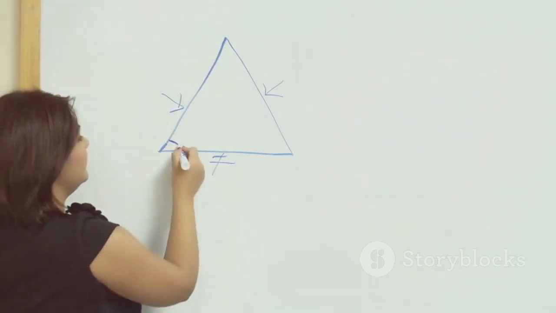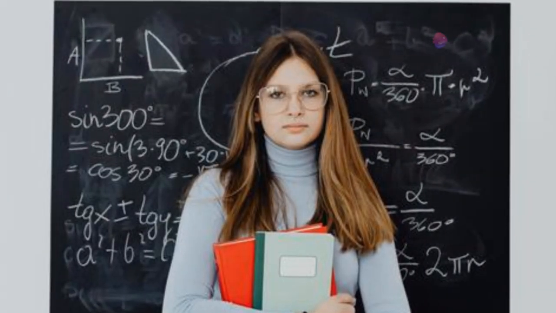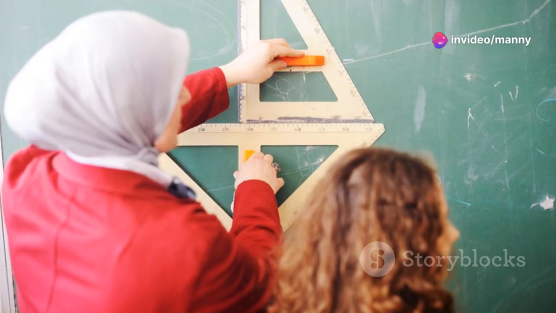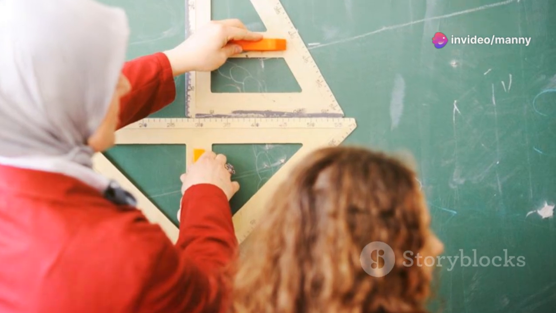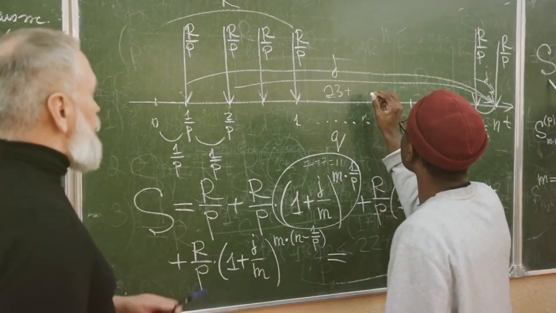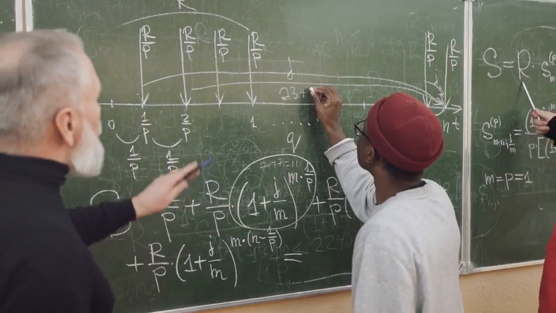The law of sines is one such technique. It states that a over sine A equals b over sine B equals c over sine C. Here, a, b, and c are sides. A, B, and C are opposite angles. This law works for any triangle. It's useful when we know some sides and angles, but not all.